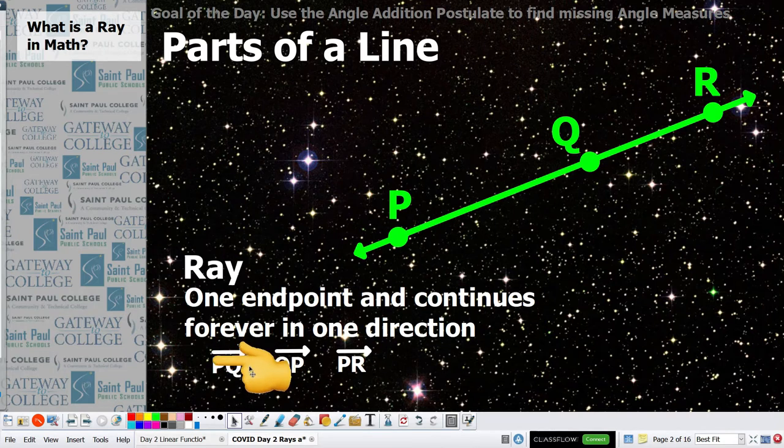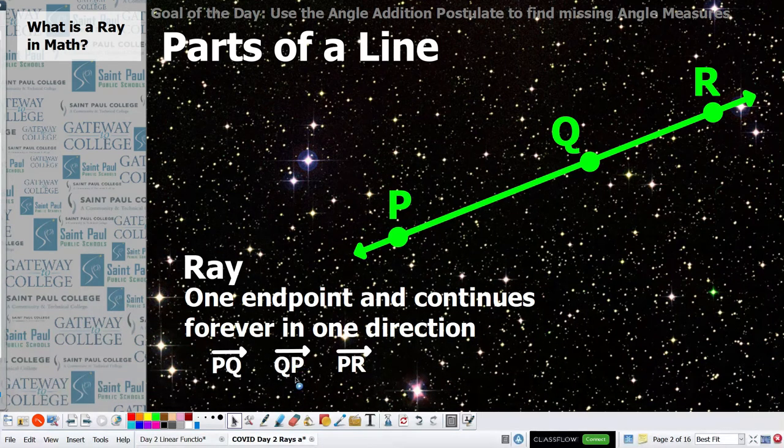You always need to put the endpoint first, and then the point it shoots through second, and then you always draw an arrow above it, pointing to the right. So for this first one, PQ, P is the endpoint, that's where it stops, and then it shoots forever through Q. So that's the ray PQ.